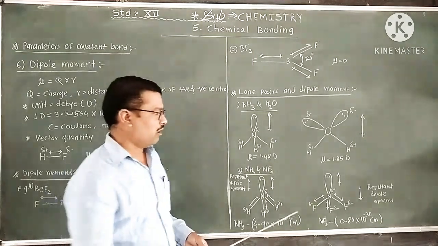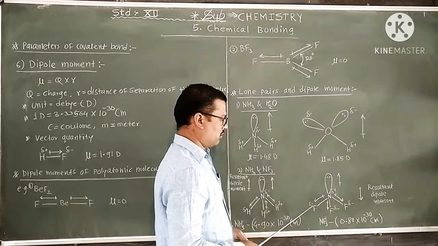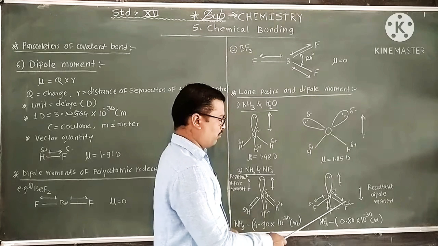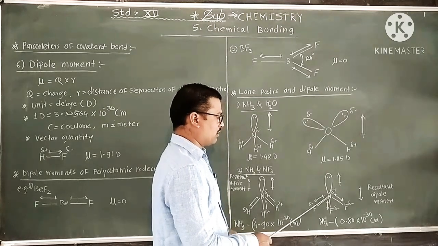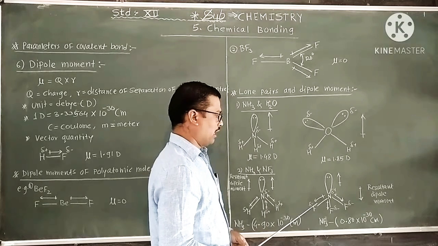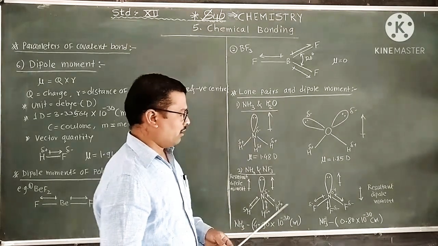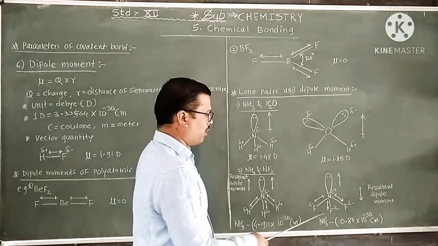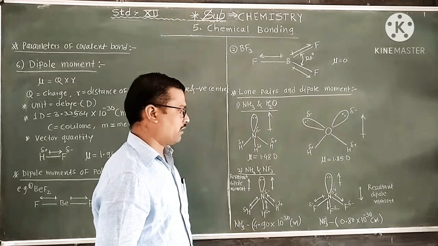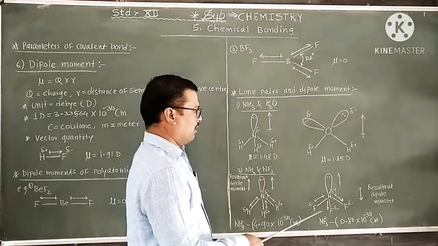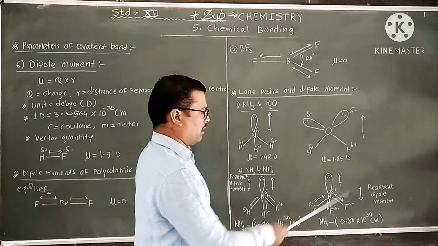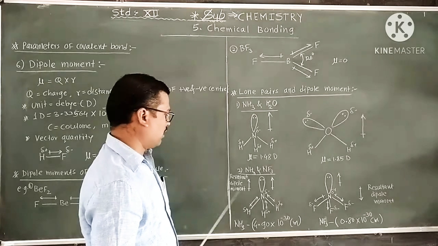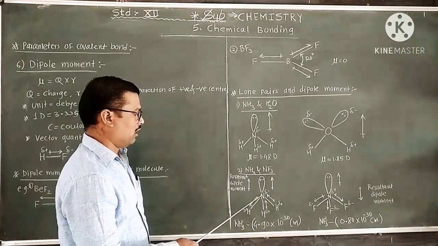Here this is the NF3 molecule. These 3 fluorine atoms carry the partial negative charge. Also this nitrogen carries a partial negative charge. Here the electrons are attracted towards the 3 fluorine atoms, and due to that the resultant dipole moment decreases. Here the resultant dipole moment is attracted towards the fluorine atoms, whereas in ammonia the resultant dipole moment is attracted towards the nitrogen.